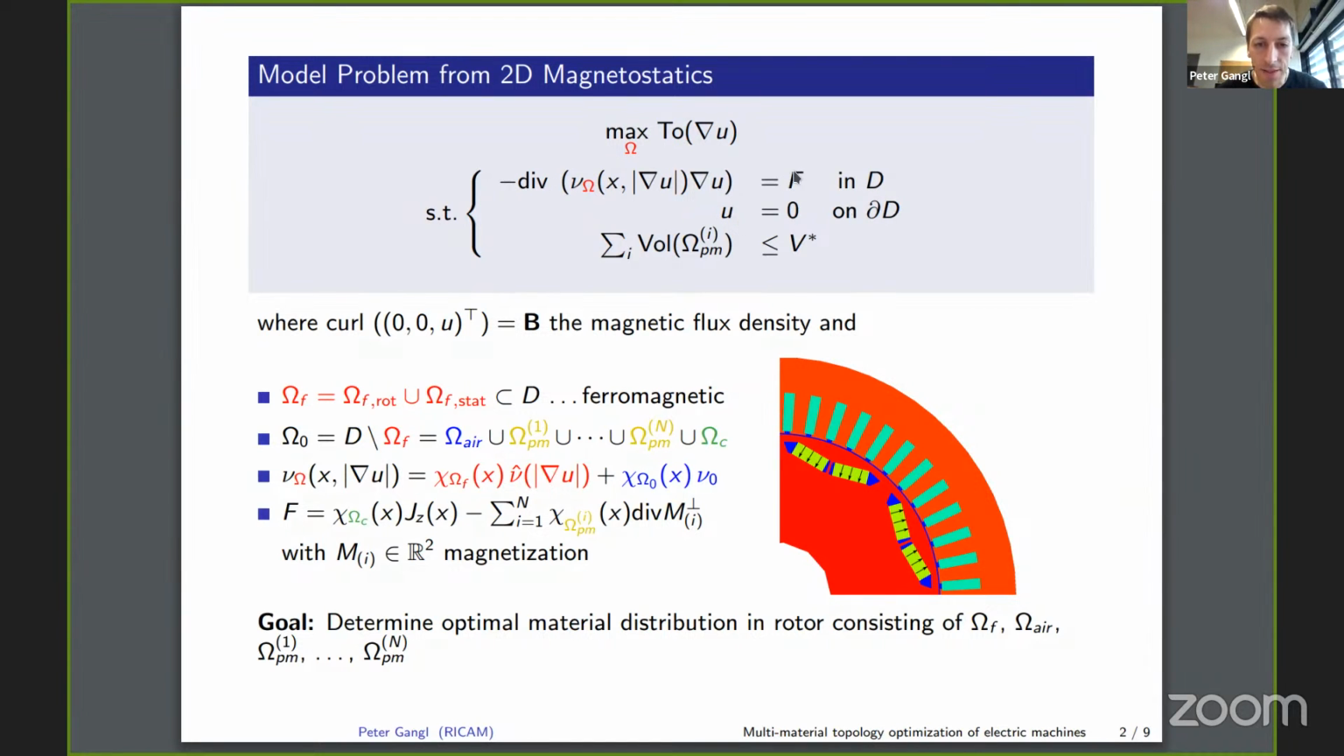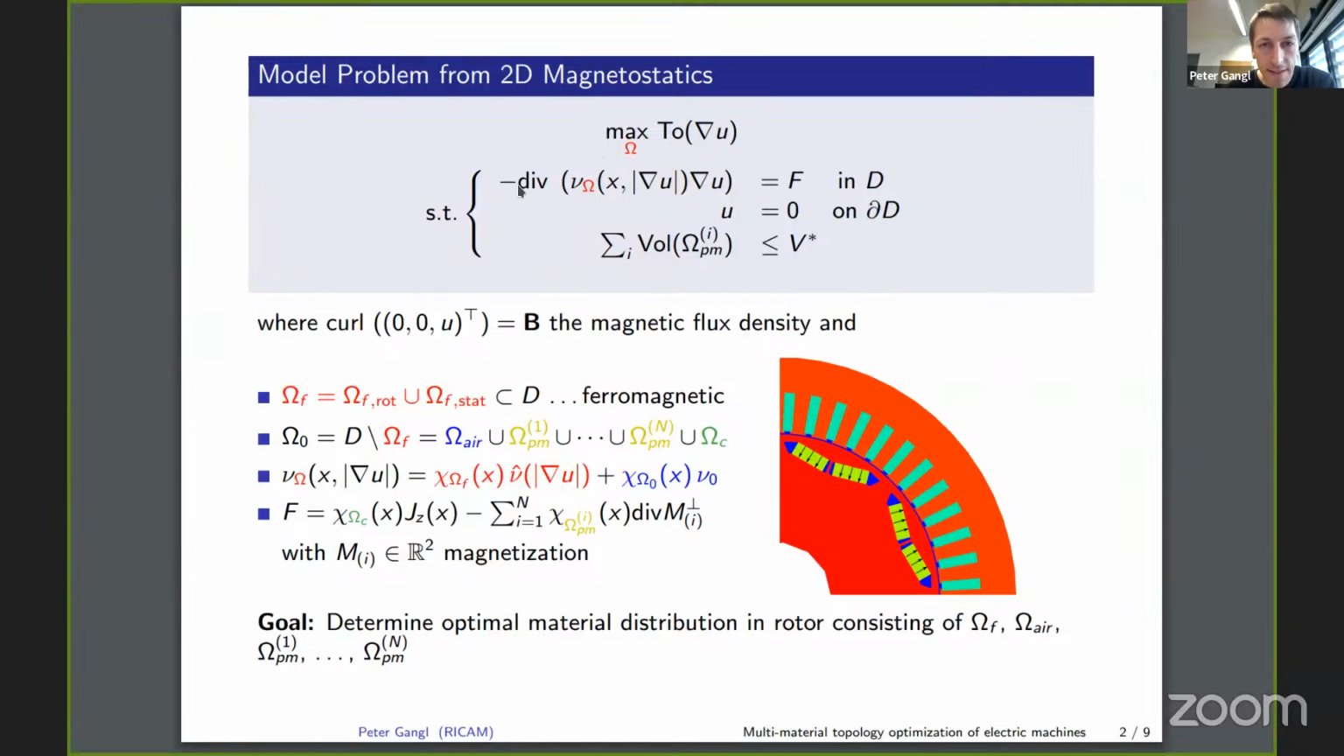On the right-hand side, we have the sources, which comprise the electric currents, the imposed current density in the coils, and also the permanent magnetization, M, which is present only in the magnets. You can already see that the magnets are magnetized in given directions. We have to take this into account when doing optimization with respect to magnets as well.